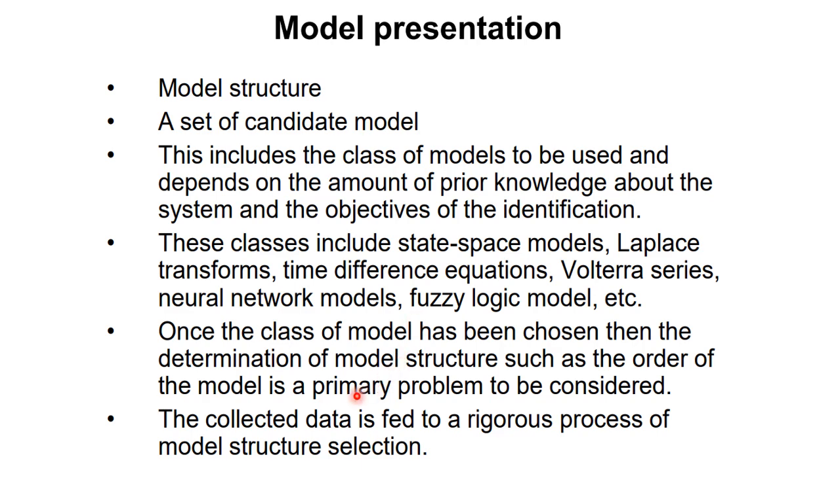And once the class of models has been chosen, then the determination of model structure, such as the order of the models, is the most important problem to be considered. Okay, so how do we choose the class of models based on the knowledge that we have and the objective of the identification? There are a few classes of models that we can consider, such as, I mentioned before, the state space model, etc. But the most important thing is what knowledge we have regarding the physical system, and then what is the objective of our identification. So that's how we choose the model structure or the model representation.